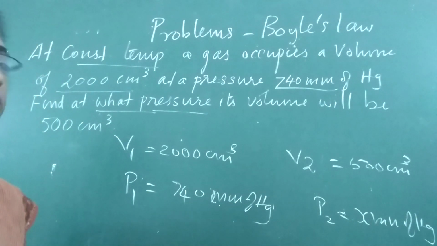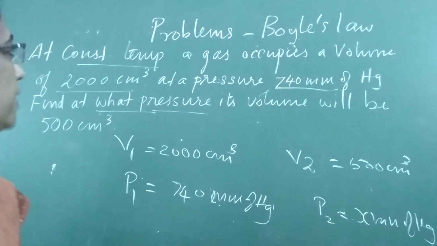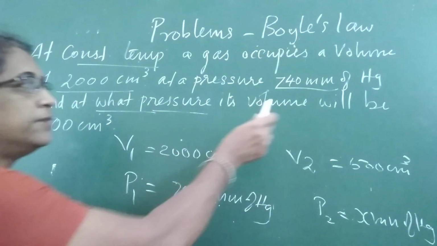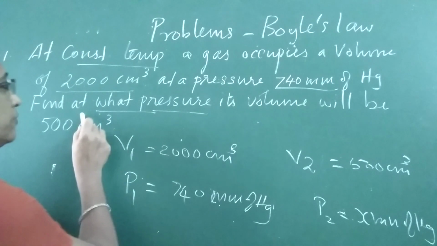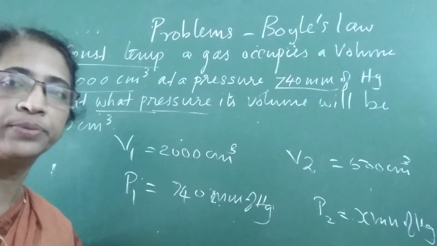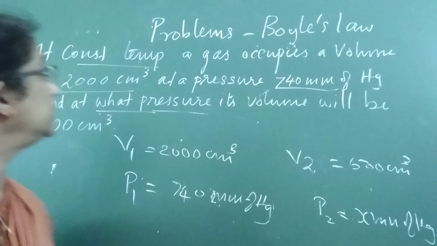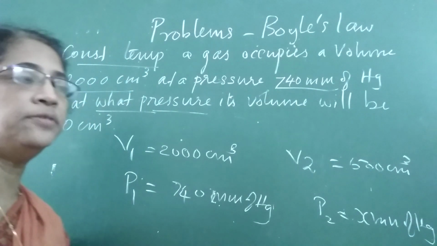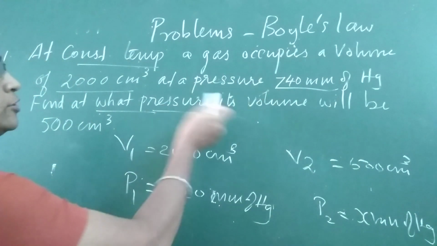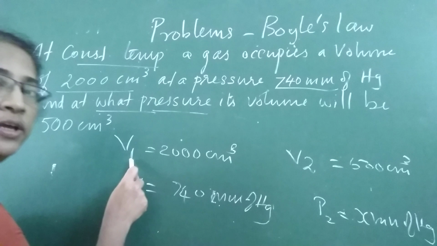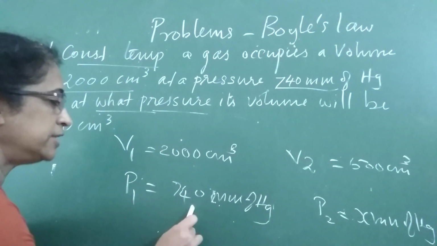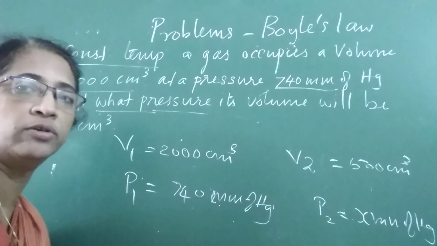At constant temperature, a gas occupies a volume of 2000 cm³ at a pressure of 740 mm of mercury. Find at what pressure its volume will be 500 cm³. The question says at constant temperature, which means we can apply Boyle's law. The initial volume V1 is 2000 cm³ at a pressure P1 equal to 740 mm of mercury.